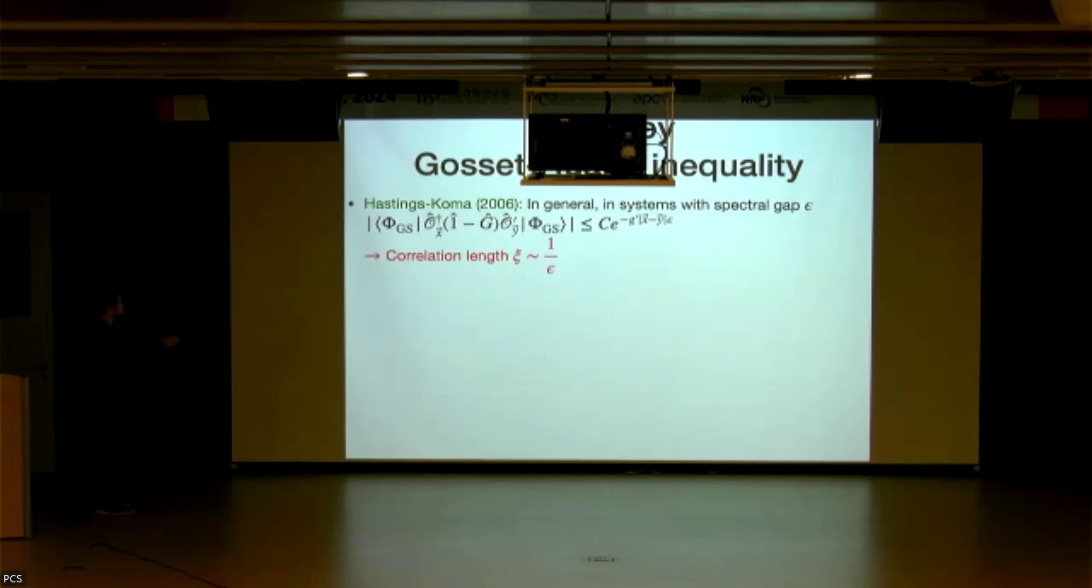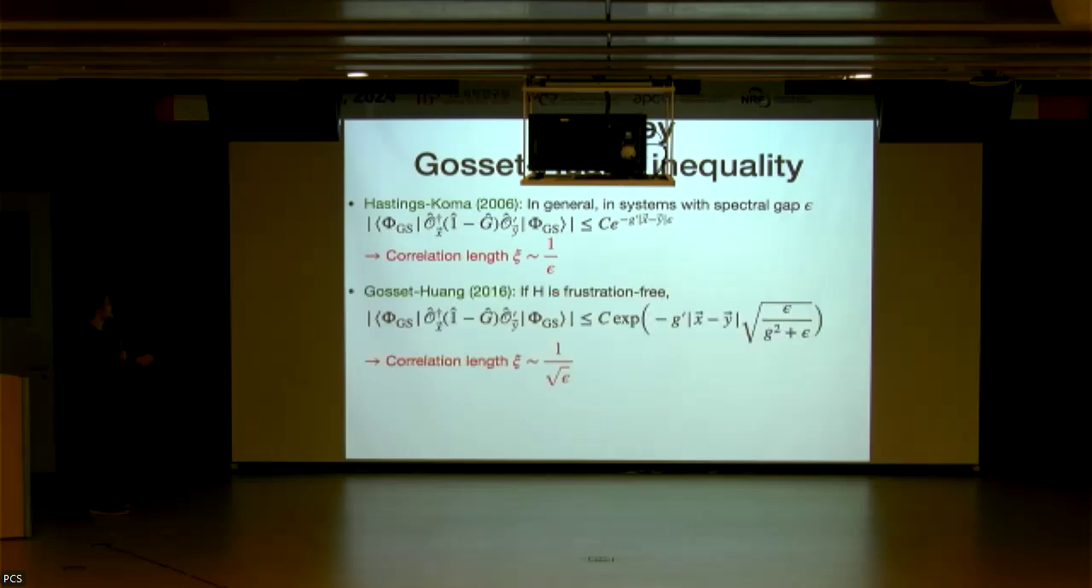Hastings proves that in general, a system with a spectral gap epsilon has a correlation function that can be bounded this way. It implies that the correlation length is inversely proportional to the gap of the system. For frustration-free systems, they modify the result this way, and what is important here is the appearance of this square root. So the scaling is now modified to a square root of epsilon rather than just epsilon itself.